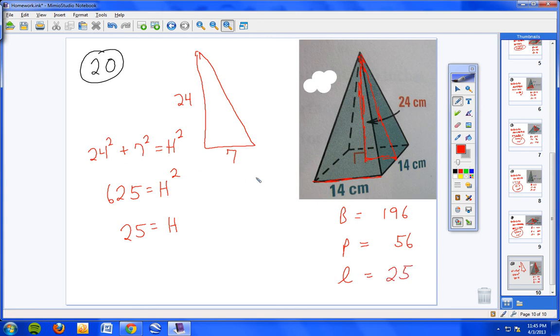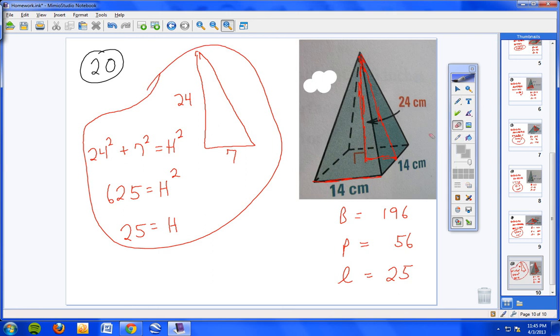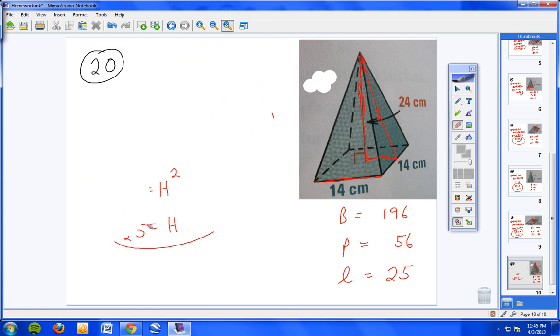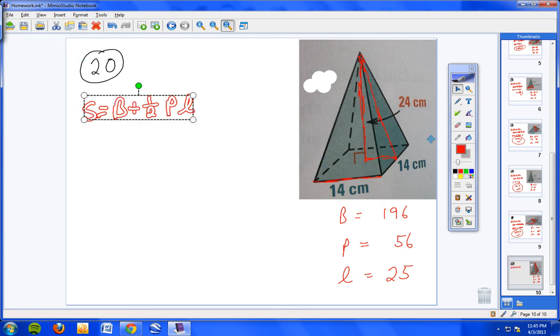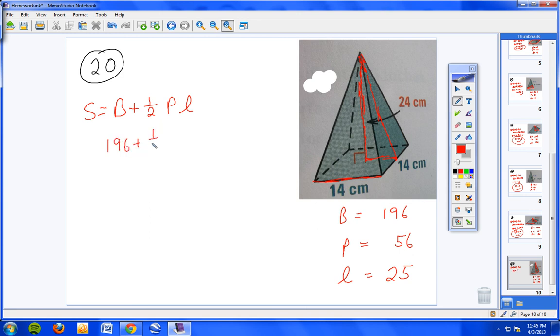All right. If you need to copy this down, go ahead and pause the video. I'm going to go ahead and erase this right now, and we're going to use our formula, and we will find the surface area of this pyramid. So for B, I'm going to substitute 196. For P, I'm going to substitute 56. And for L, I'm going to substitute 25.